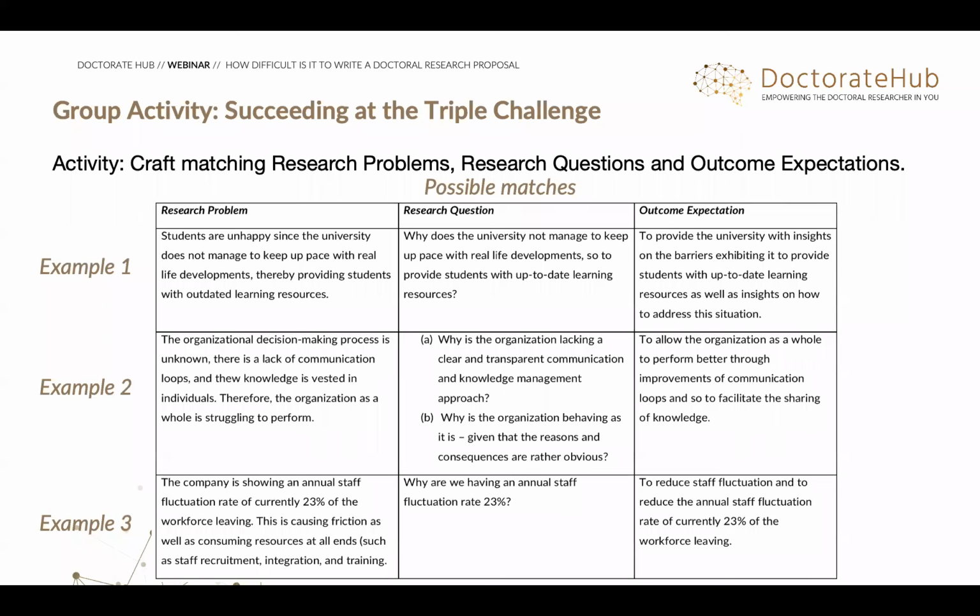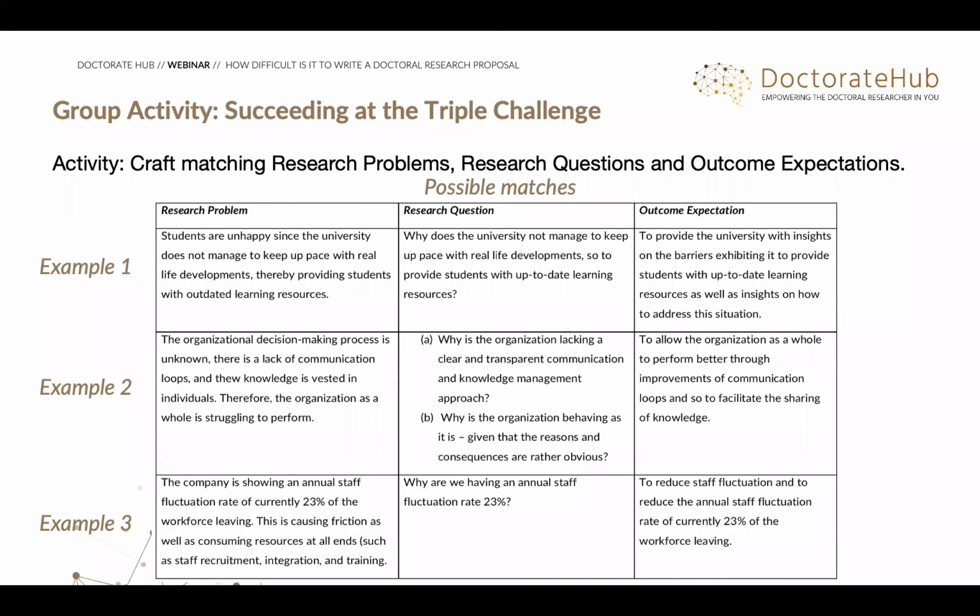So the first example is the research problem: the students are unhappy since the university does not manage to keep up pace with real life developments, thereby providing students with outdated learning resources. So for example, the research question may be, why does the university not manage to keep up with the real life developments, so as to provide students with up-to-date learning resources? And then an outcome expectation would be to provide the university with insights on the barriers exhibiting it to provide students with updated learning resources, as well as insights on how to address those situations.